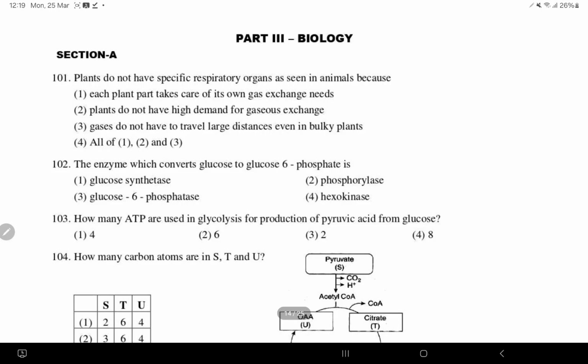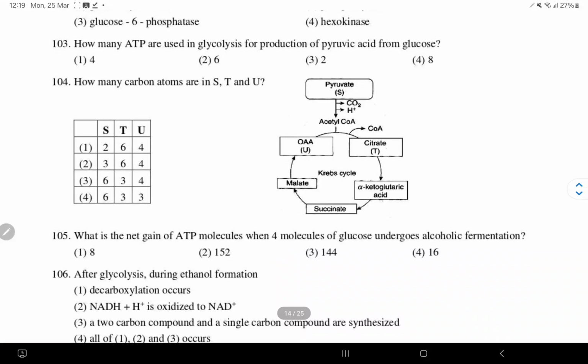The enzyme which converts glucose to glucose 6-phosphate is hexokinase. So option 4. How many ATP are used in glycolysis for the production of pyruvic acid from glucose? 2 ATP are used: glucose to glucose 6-phosphate and fructose 6-phosphate to fructose 1,6-bisphosphate. So 2 reactions, 2 ATP are used.